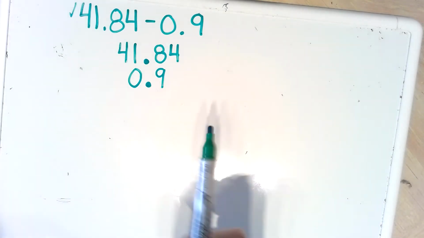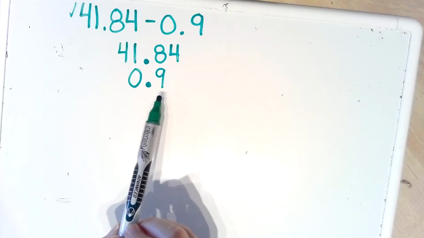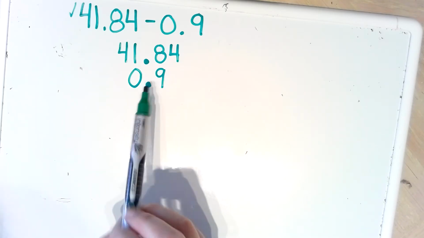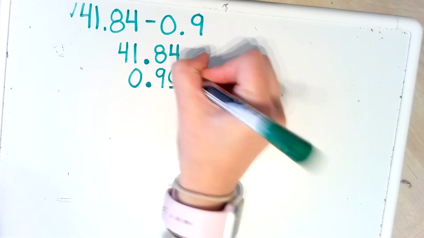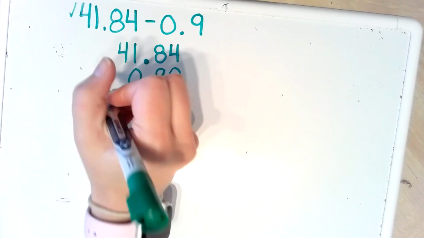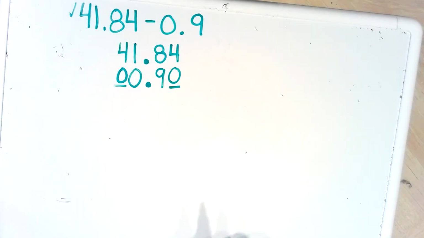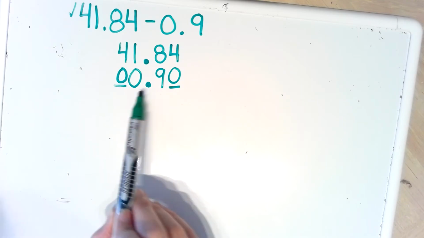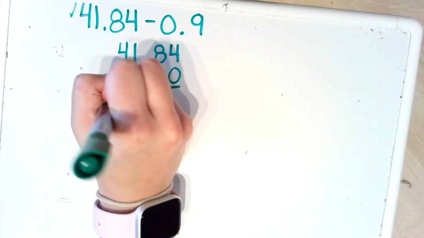So what I'm noticing is that I have some empty spaces that are looking a little bit funny. And I remember from my anchor chart that I want to use zeros as placeholders. So I see an empty space here that I want to fill in with a 0. And I see an empty space here that I want to fill in with a 0. And now I know that I have my numbers lined up correctly and aligned, and I'm ready to subtract.